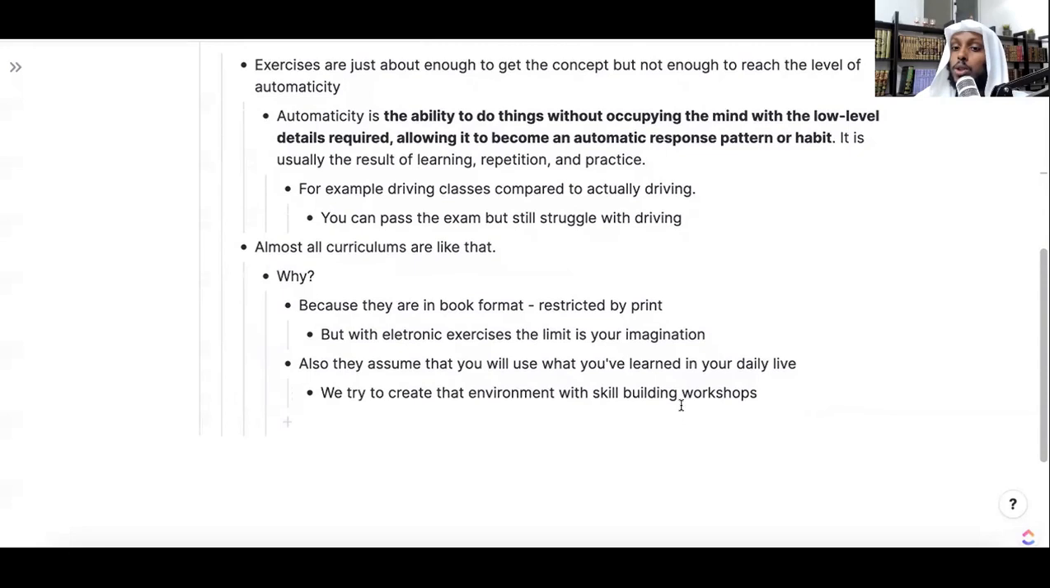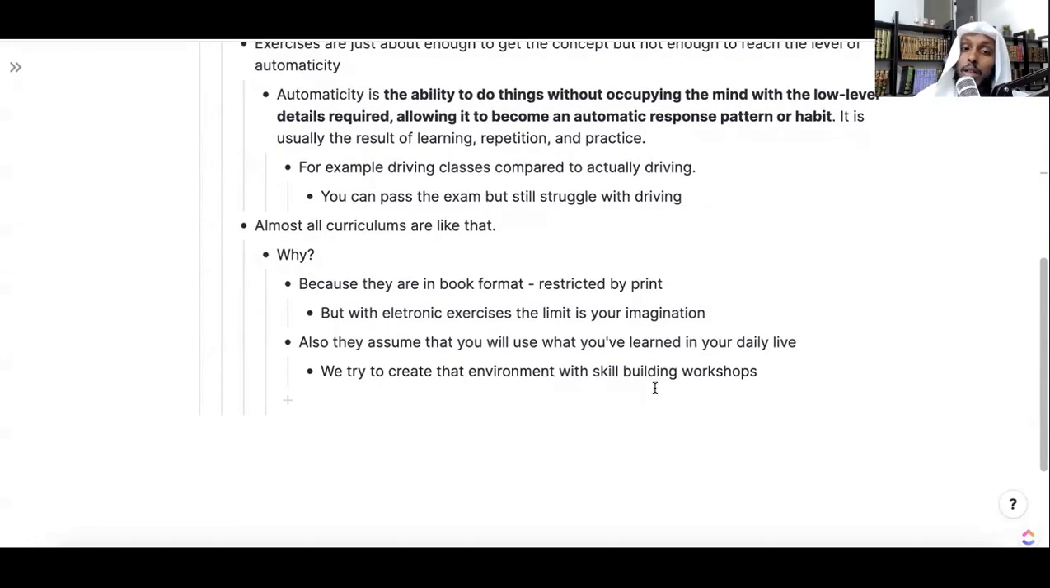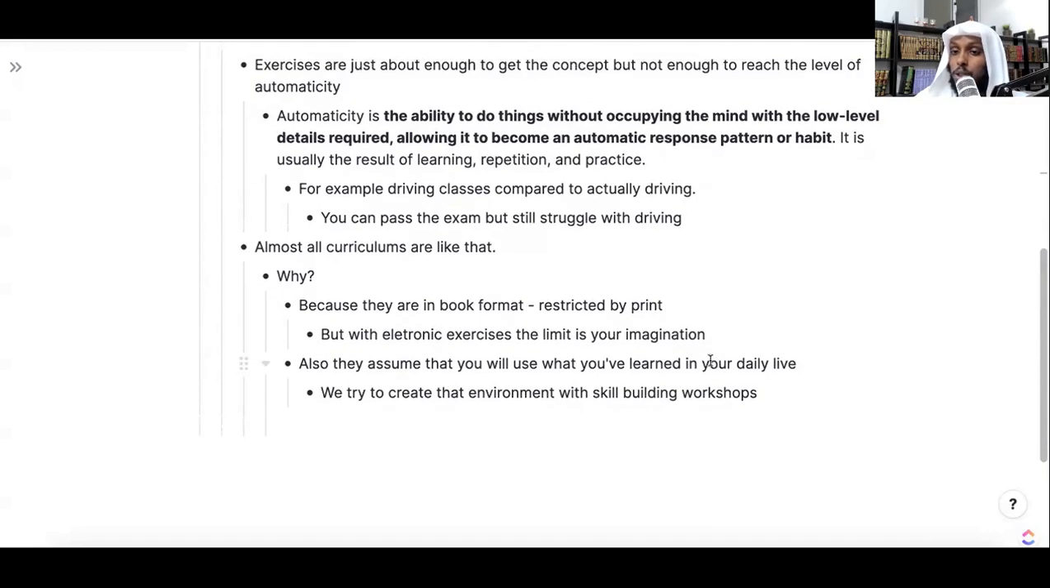And also they assume that you will use what you've learned in your daily life. These curriculums are being taught in Saudi universities and students are immersed in the language, but that's not the case for you. So that's why we try to create the environment with the skill building workshops. We try to create the environment.